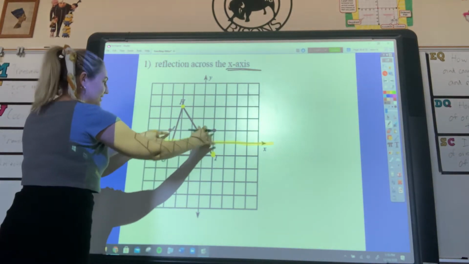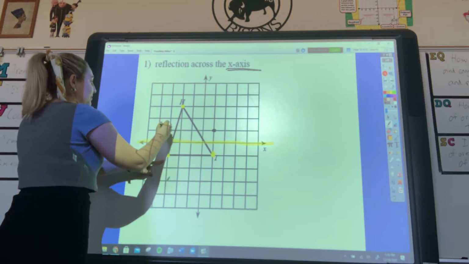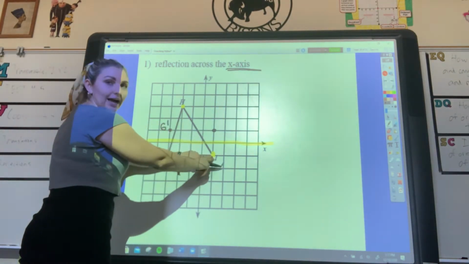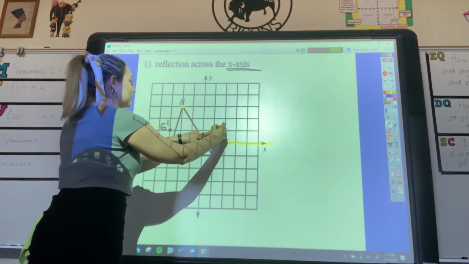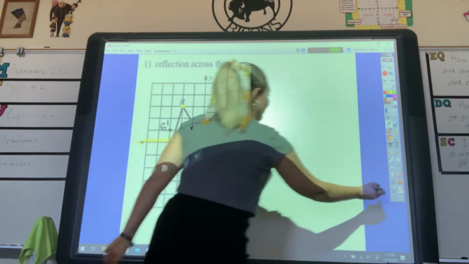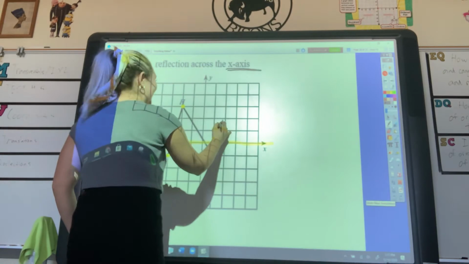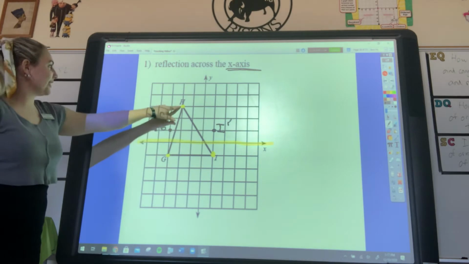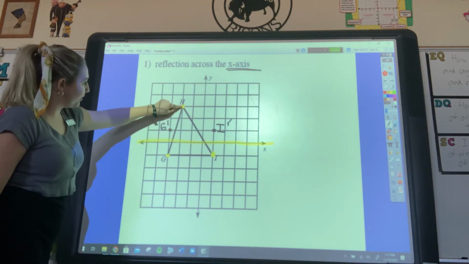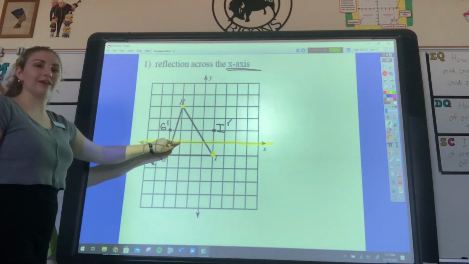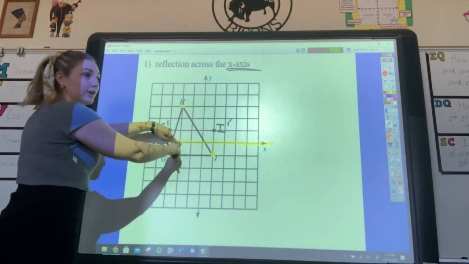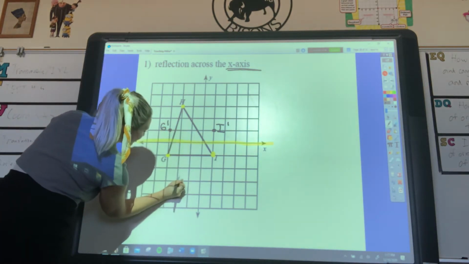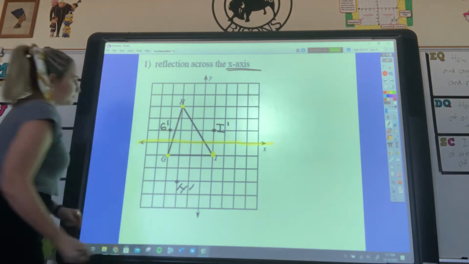Remembering to name them, this is originally G, but now it becomes G prime. And over here, it was I, but once we reflect it, it gets a new name. This becomes I prime. We haven't reflected our whole thing yet. We still have one more letter, and this one's further away. It's 1, 2, 3 away from the x-axis, so it needs to be 3 away from the x-axis on the other side. So 1, 2, 3. Now this here is our H prime.